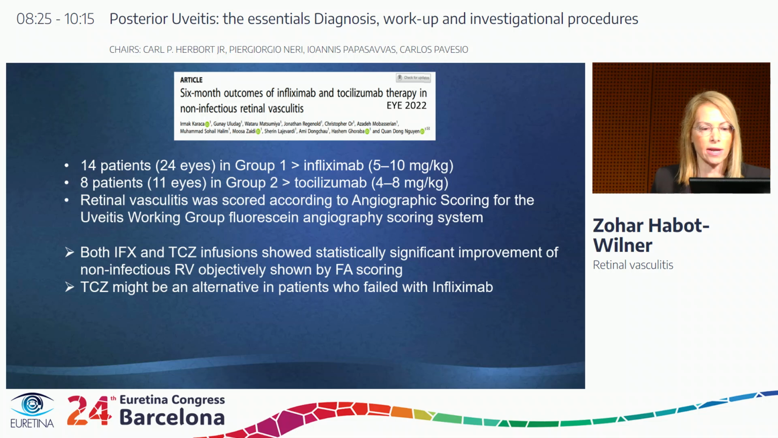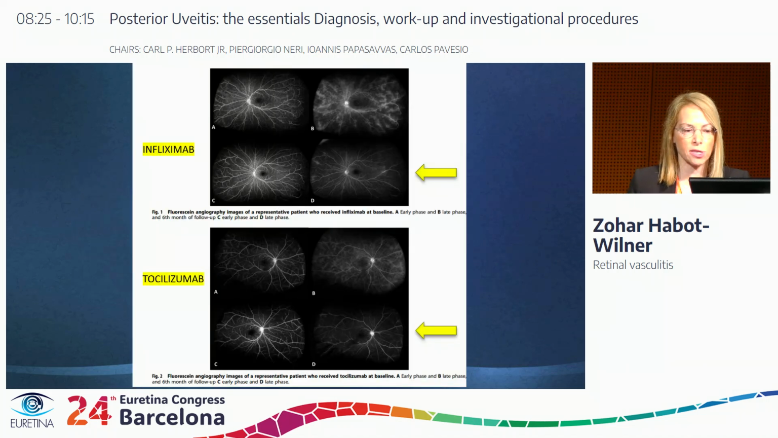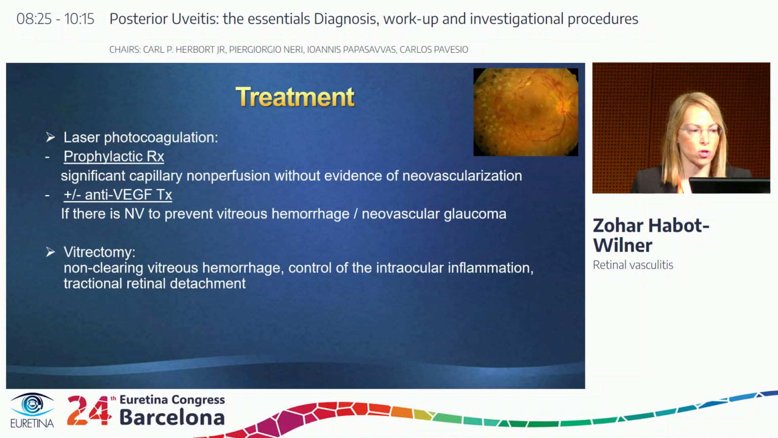And this is a nice study from the States that showed that both infliximab and tocilizumab infusions showed statistically significant improvement of non-infectious retinal vasculitis, as was shown by FA scoring. And also, they concluded that tocilizumab may be an alternative in patients who failed infliximab. And here are some nice pictures showing very good results with the use of infliximab and tocilizumab in these patients.